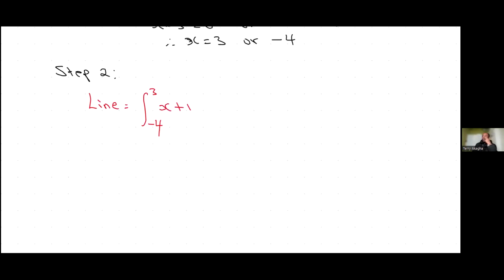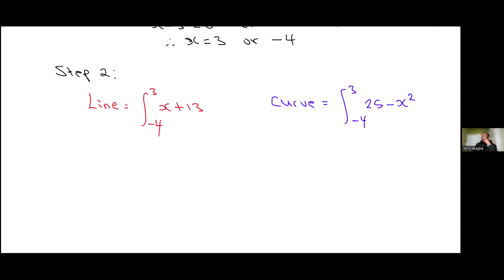Then for the curve, the same thing. We're setting it for the curve now. For the curve, the upper limit is the same thing, 3. The lower limit is minus 4. And we have it to be 25 minus x squared. All right.